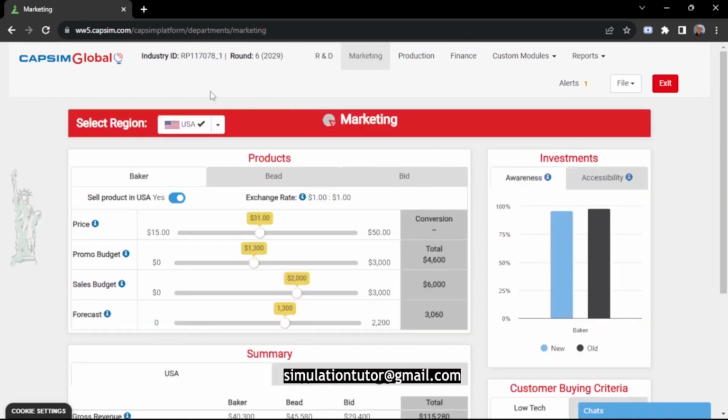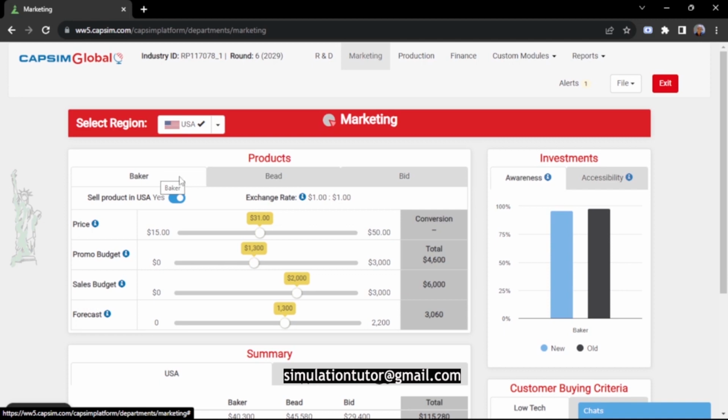Under the marketing product, here we have three regions. You should know that this being CAPSIM Global, we have three regions. We have the United States, Germany, then China. So we want to develop a product so that you can sell in all three markets. For my first product, I want to sell it in the USA. So this is product Becker.